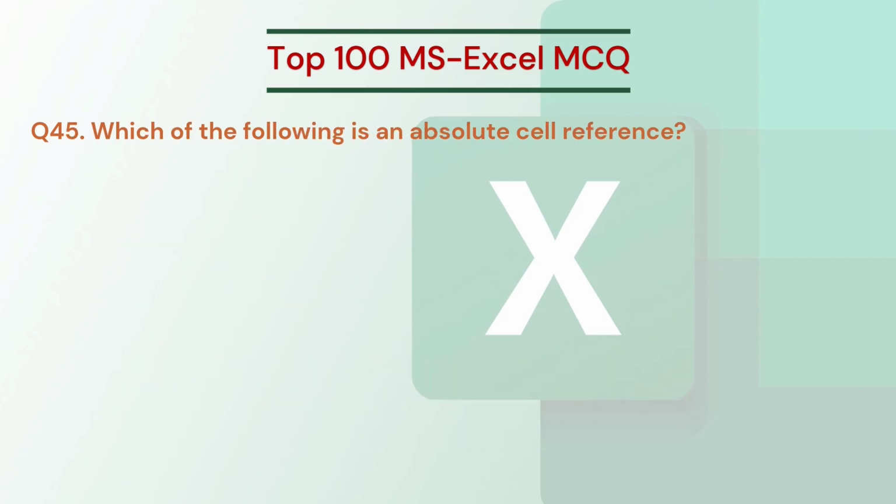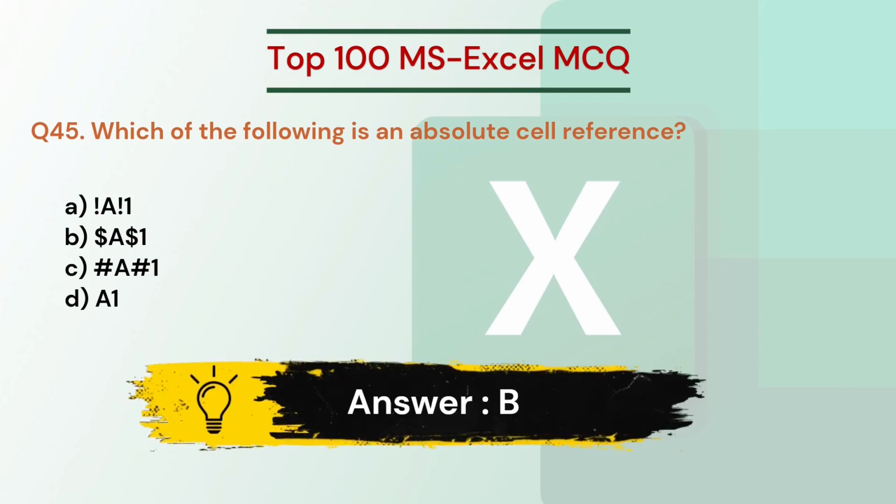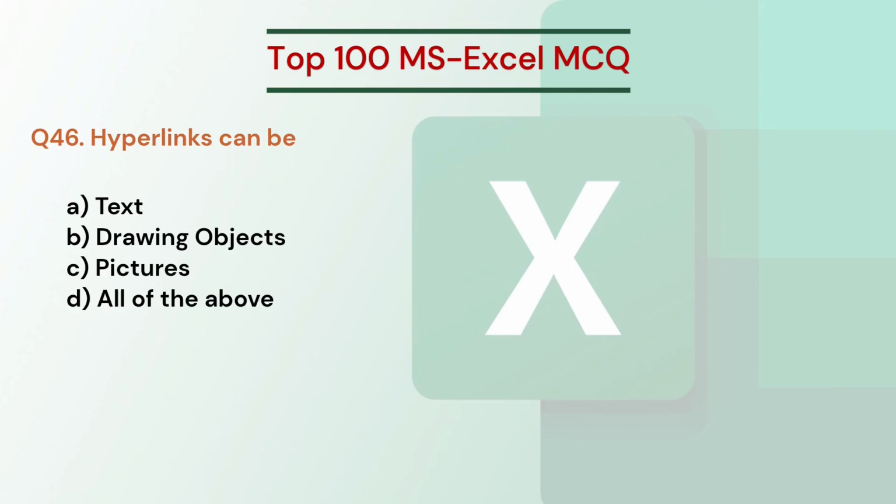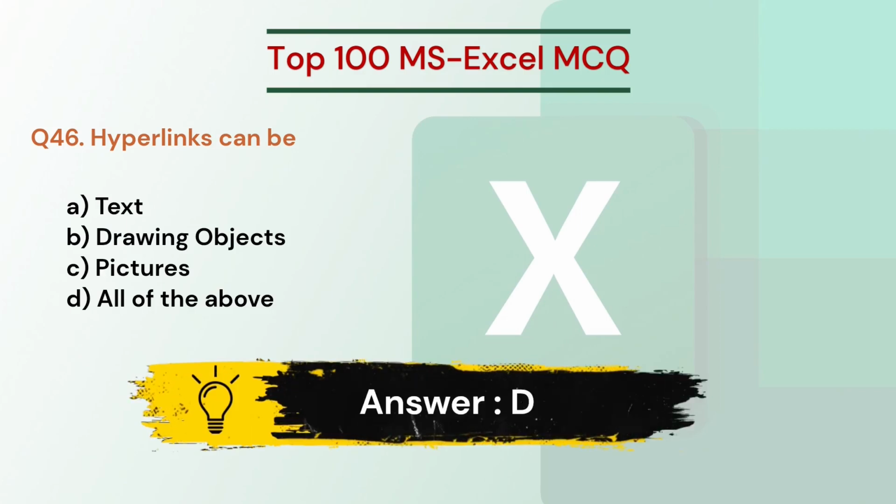Which of the following is an absolute cell reference? A. 1B. B. $A$1. C. #A#1. D. A1. Correct answer is B. $A$1. Hyperlinks can be A. Text. B. Drawing objects. C. Pictures. D. All of the above. Correct answer is D. All of the above.